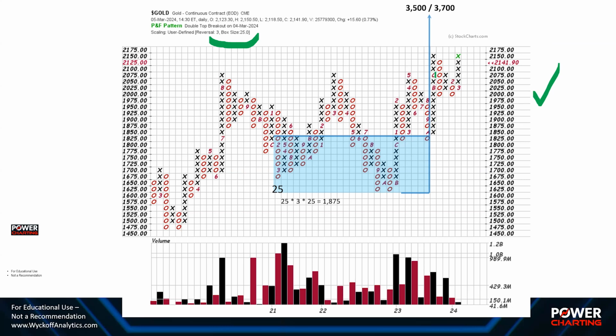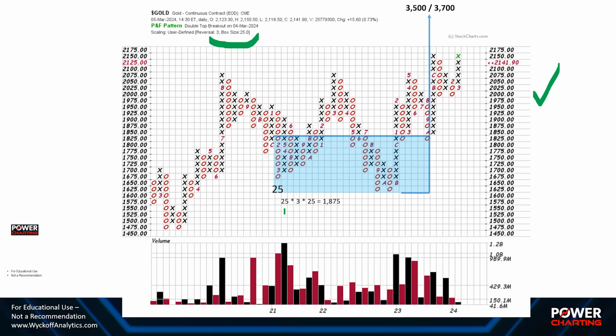So let's count to this strength here with this pullback to 1825 and count to this low, because this low in this rally set the initial range for this accumulation structure. So this looks to me like a good conservative count to take.